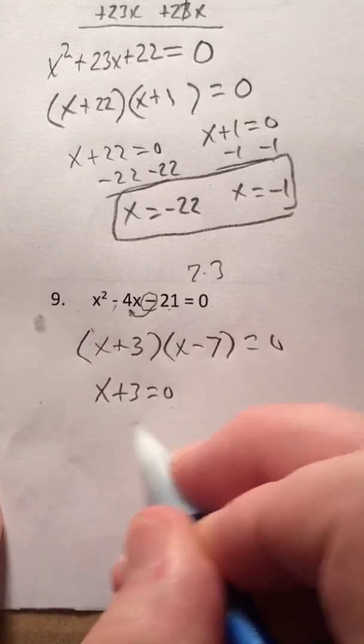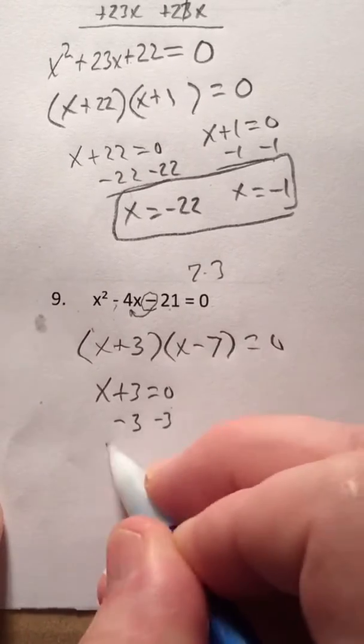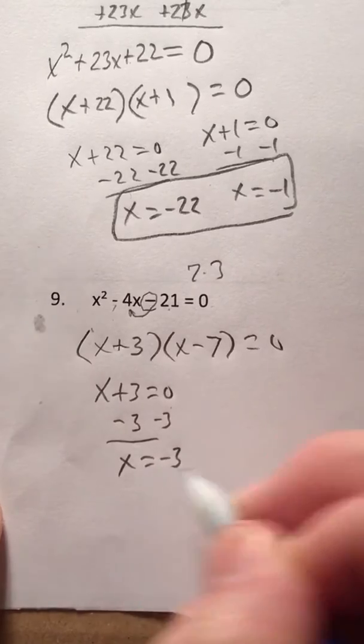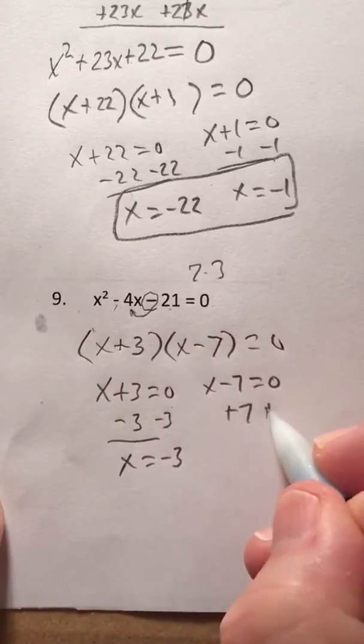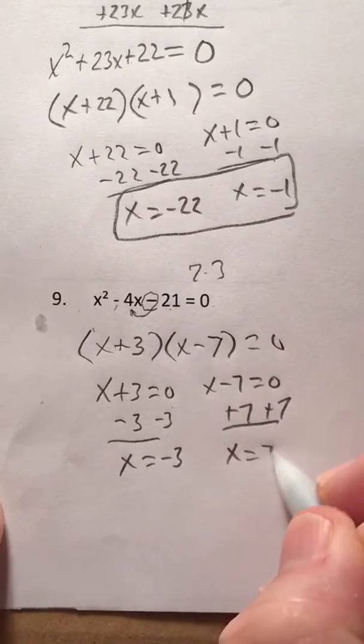X plus 3 equals 0. Subtract 3, and we get x equals negative 3. X minus 7 equals 0. Add 7, and we get x equals 7.